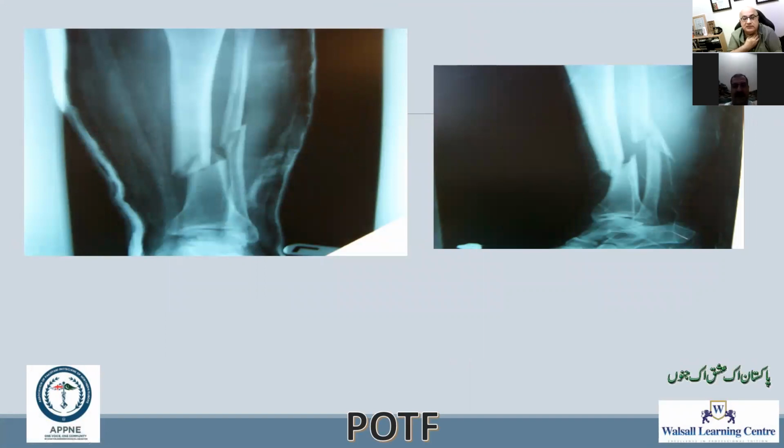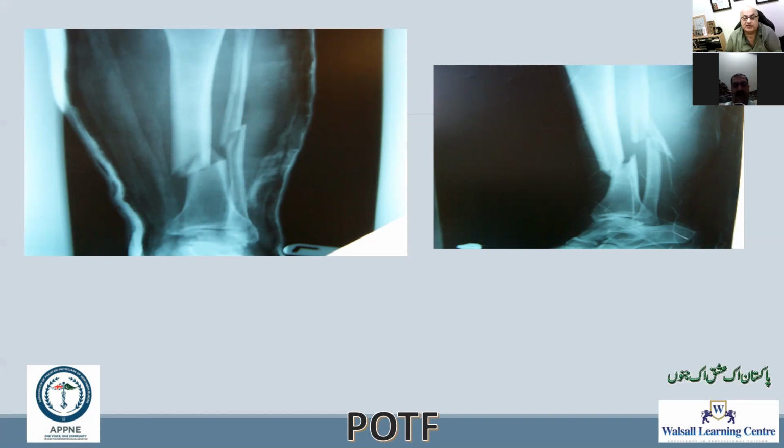This looks like the AP and lateral view of a fracture of the distal tibia and fibula, and I think it's a transverse fracture. Okay, so what else do you want to know? I'm the patient, you can ask the history. It's an open fracture, let's put it that way. So if it's an open fracture, how does your management go?